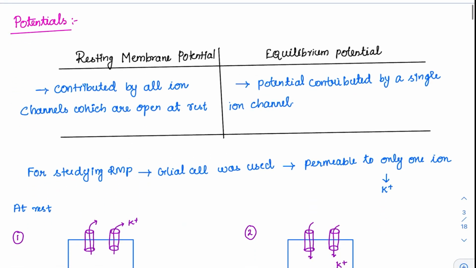Now let's talk about the potentials. There will be so many potentials in the body, like the resting membrane potential, equilibrium potential, then graded potential and action potential. So first, coming to the resting membrane potential. As the term suggests, it is at the rest.